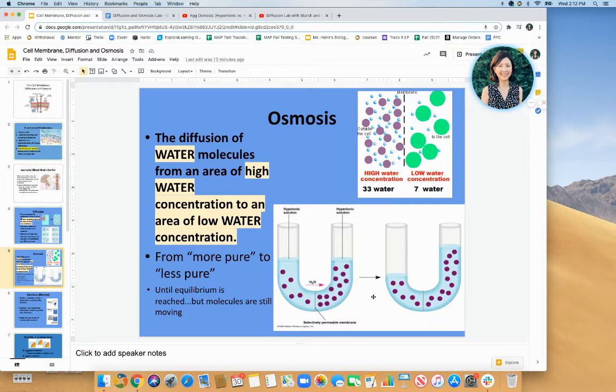More pure to less pure. So you can see that happened here where the water crossed the membrane and now there's more water on this side. And this is osmosis. It's just the diffusion of water.